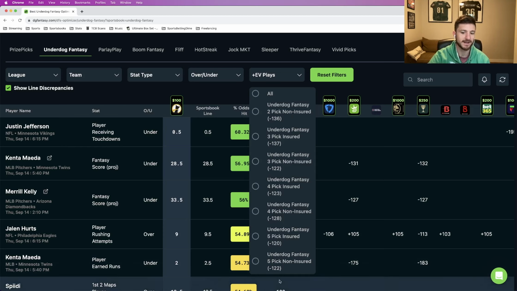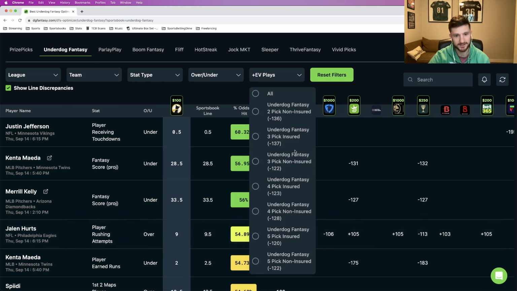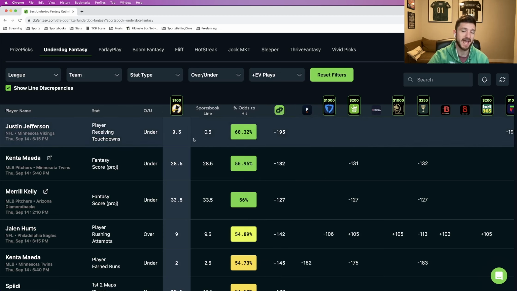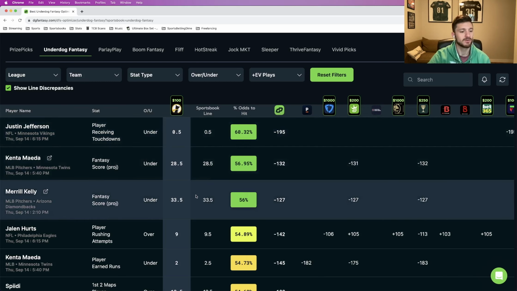So you can tell, all right, whatever has the lowest odds, that's what I should be playing. So for Underdog, it's 3-pick non-insured, 5-pick insured, or 5-pick non-insured. So really, there's only 3 types of entries you should be playing on Underdog. 3-pick non-insured, and then any 5-pick option is good. So for today, I have 3 picks because there weren't enough positive EV plays to make it 5. That's why I chose 3. It really is as simple as that.